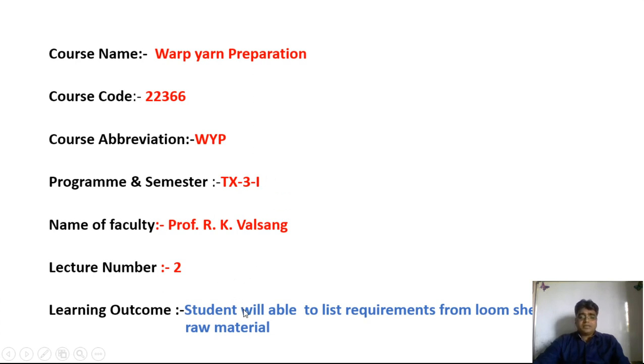Now, in lecture number 2, what is the major learning outcome we are going to learn here? The major learning outcome is that the student will be able to list the requirements from the loom shed about the raw material. So this is today's learning outcome. Let us start with our curriculum.